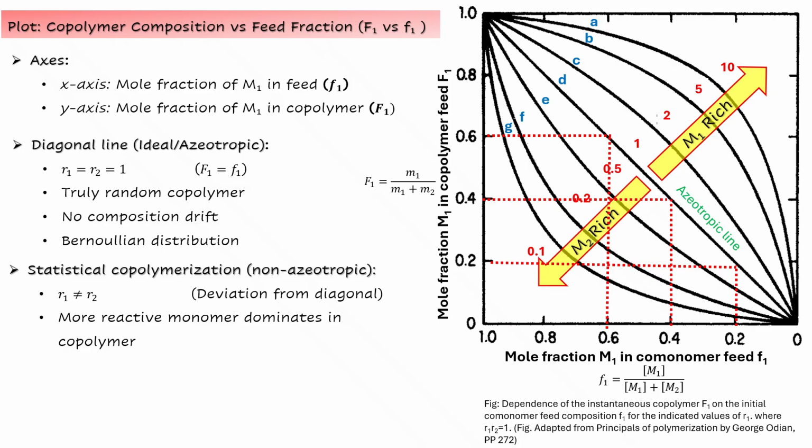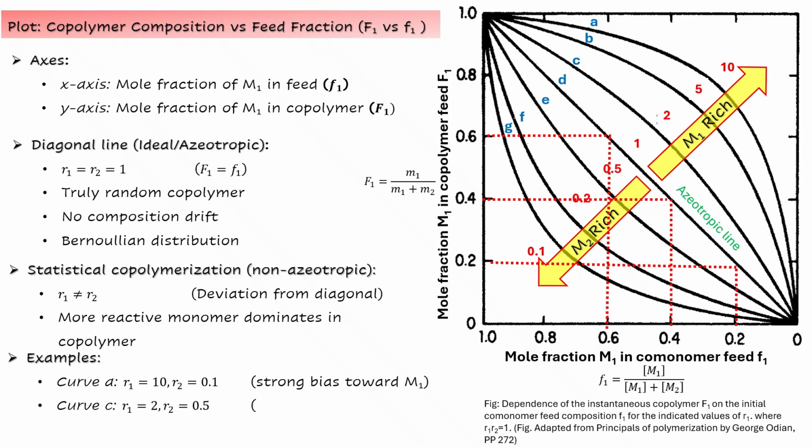To better understand this, consider curve A, for which R1 is equal to 10 and R2 is equal to 0.1. This is an extreme case when there exists a large difference in the reactivity. The product R1 R2 is equal to 1, which is typical for ideal or random copolymerization. However, since monomer 1 is much more reactive than monomer 2, it will appear more frequently in the copolymer chain. There may still be a statistical pattern in the monomer distribution, but the resulting copolymer will be classified as statistical rather than truly random.